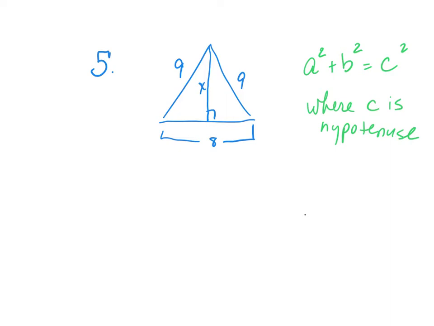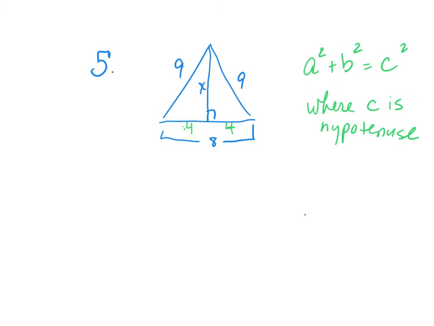Does everybody understand that? So I don't have this side right here, but because this is an isosceles triangle, what do I know about that 8? It's half and half. So this is a 4 and a 4. Okay? And now I'm ready to set up my equation. Does everybody understand that?